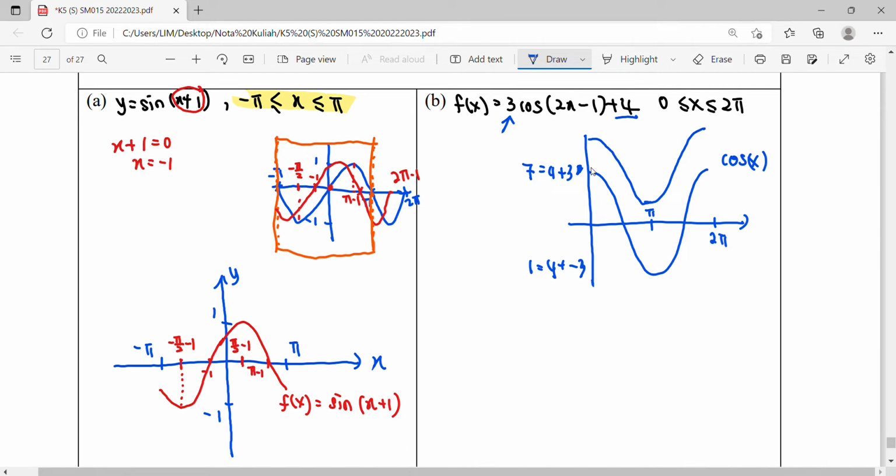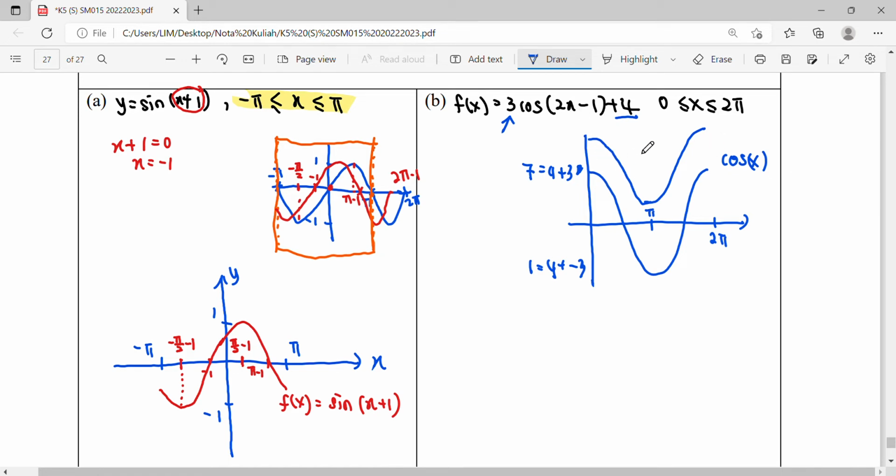Then we're going to see this x. This is our period here. So originally, if 1x means your graph is in the period of 2 pi. So when you have 2x means in the period of 2 pi here we're having 2 oscillations of this graph. So originally 0 up to 2 pi is for 1x.